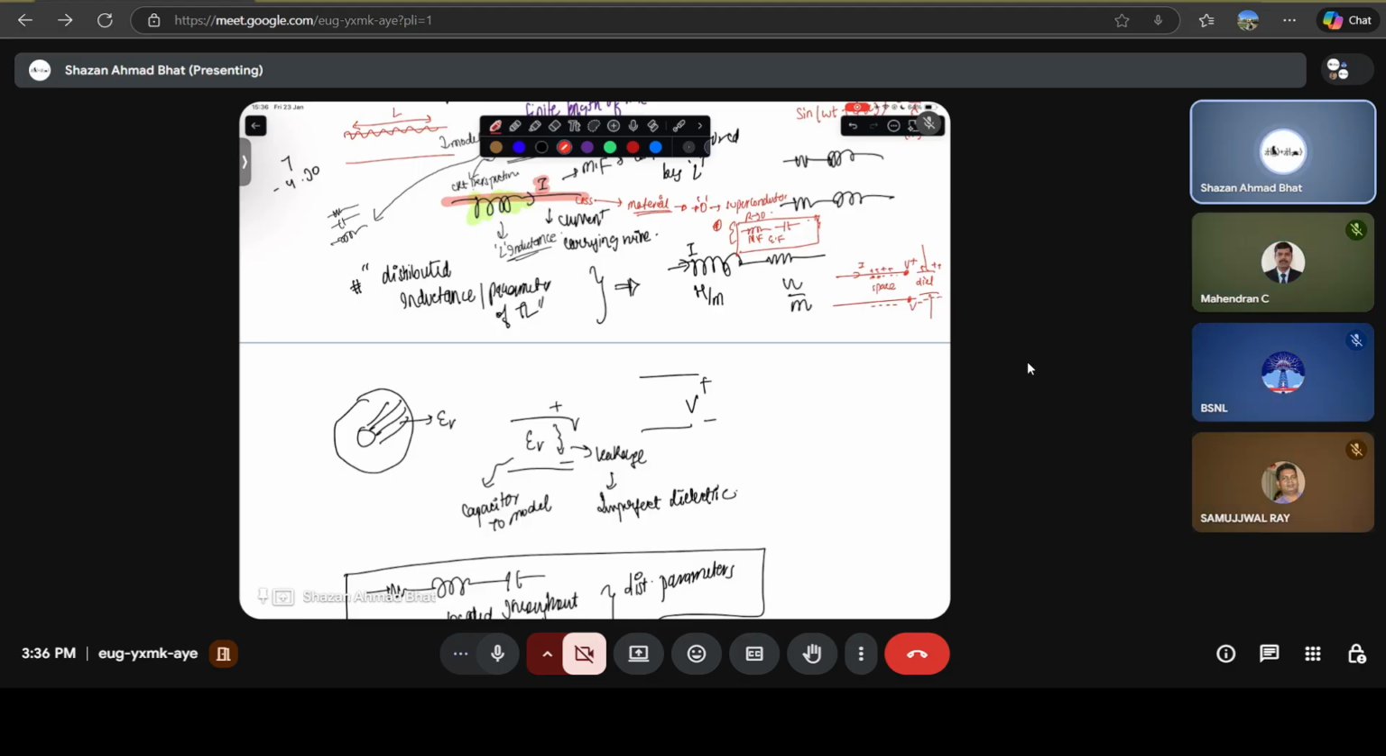And sometimes this is not even free space. This is a certain dielectric. It's even a substrate or something. Then basically what's going to happen? It's going to have certain charge storage. And whenever there is charge storage, this is basically associated with capacitance.